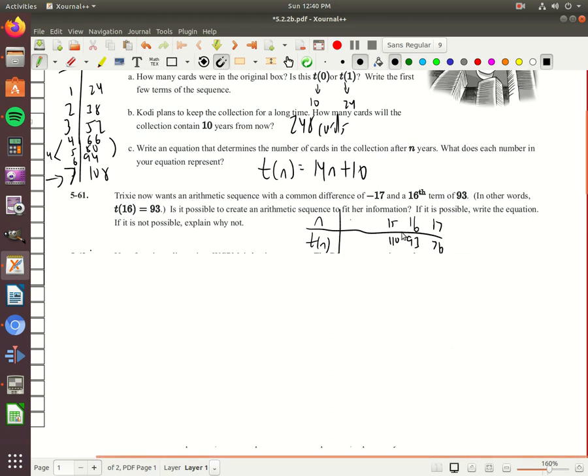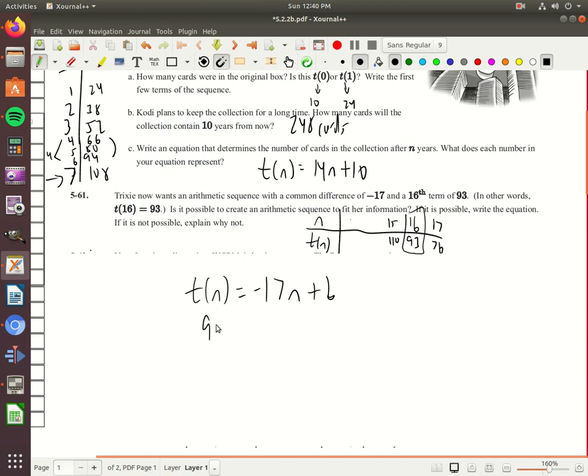So at this point, you can see it's going to be really inconvenient to keep adding back. So what we could do is say, I know that the equation has a common difference of negative 17, right? And we've used this strategy previously this year in different contexts. So I'm going to subtract 17, and I just need to know what my starting point is. Well, I already have an n and a t of n. I can use any of these 3 points that I've already calculated, but let's use 16 and 93 since that's the one the book gave us.